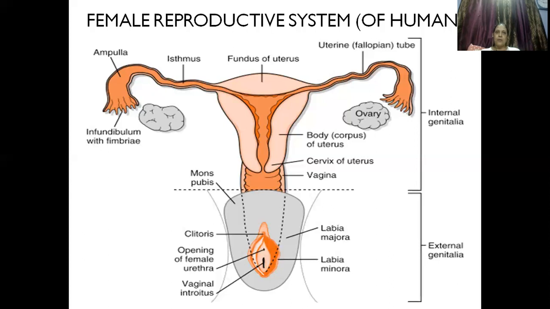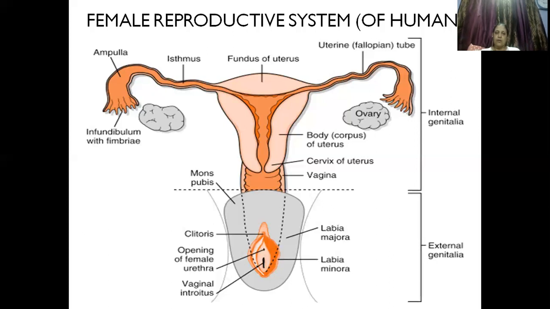Now, in this female reproductive system, as I said last time, just like in the males, you have external genitalia and internal genitalia. In a similar way, the females also have internal and external genitalia. First we see the internal genitalia and how it works, because that is the main place where reproduction actually takes place.